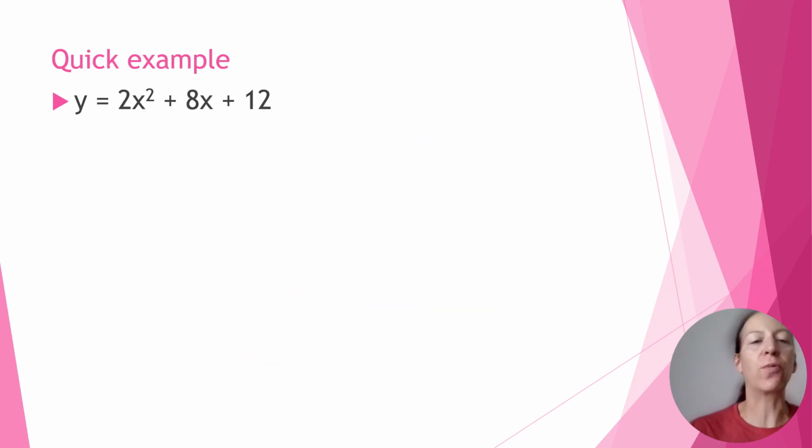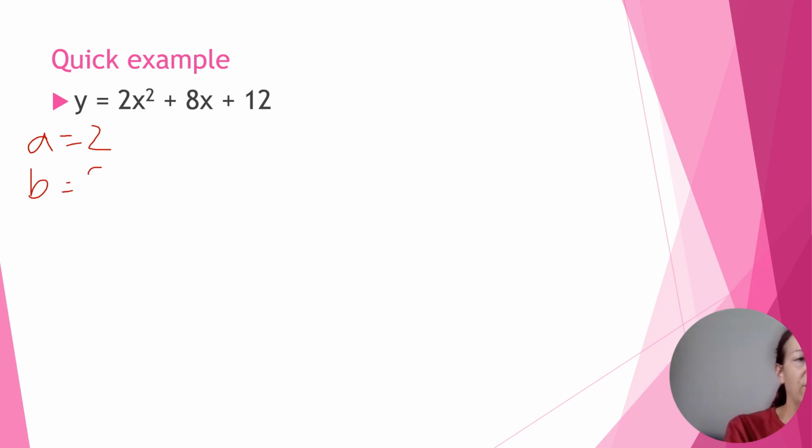So here's a quick example. Okay, we're only going to go through this once. So we've got y equals 2x squared plus 8x plus 12. And so we'll start off just by identifying our a value, our b value, and our c value. Okay, now we don't need the c value for this particular kind of question, but we'll just point out that that's what it is.